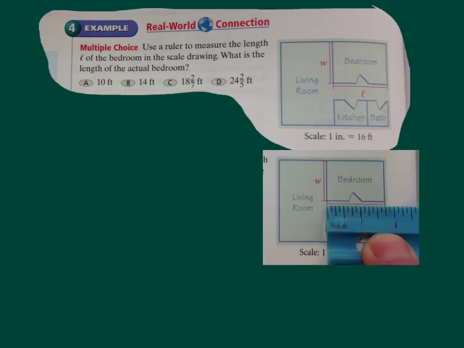As you can see from this photo, the length of the bedroom on the floor plan is 7/8 of an inch. Now, 1 inch equals 16 feet. So our scale is 1 inch equals 16 feet. So 7/8 of an inch will equal how many feet? You could put X or L. I'll use X. And now, once we get X, that will be the actual length of the bedroom.